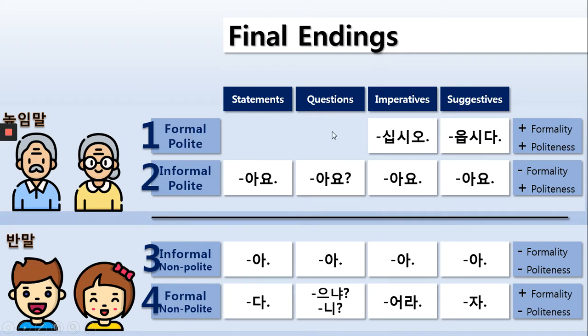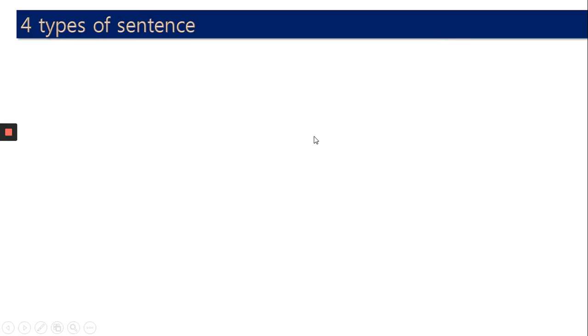Formal polite has four types: for statements, questions, imperatives, which means command, and suggestives, which means let's. We have four forms, but in today's lesson we are going to study just two forms. For the statement, 씁니다, and for the question, 씁니까. We are going to study these today.